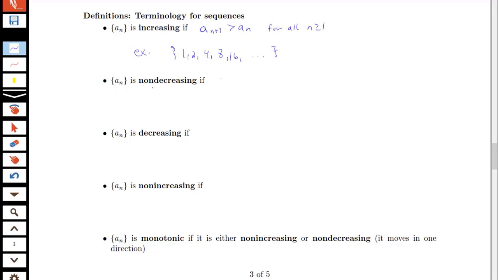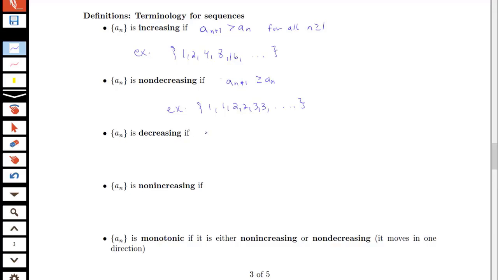We're also going to have a definition called non-decreasing. This just means you can have your sequence stay constant on the next term, so not strictly increasing. So this would be for a_{n+1} bigger than or equal to a_n. An example of a non-decreasing sequence might look like 1, 1, 2, 2, 3, 3. So the next term is either bigger than or equal to the previous term.